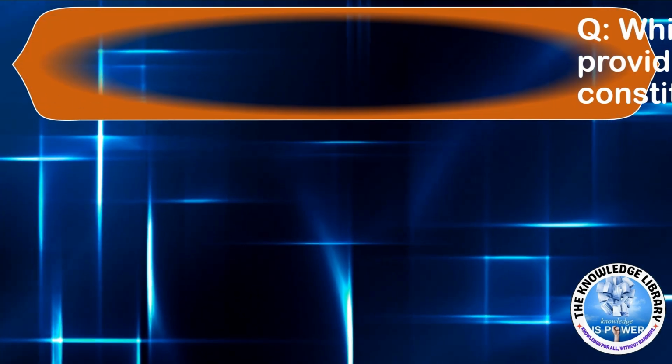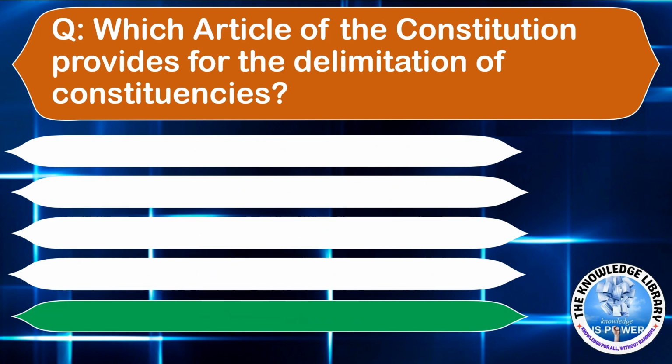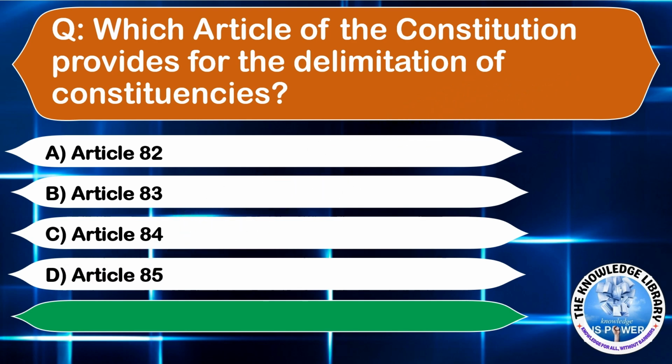The next question is, which article of the constitution provides for the delimitation of constituencies? Option A, article 82, option B, article 83, option C, article 84, option D, article 85. Correct answer is option A, article 82.